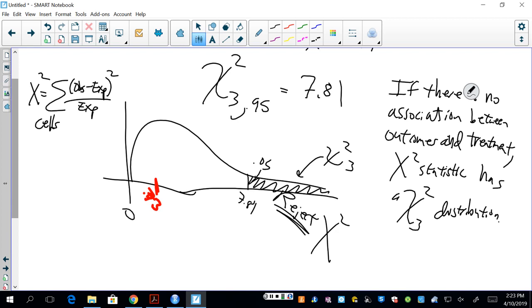On the other hand, like this case, it's pretty close. Our chi-square value is nice and small. Sure, that's perfectly fine. Could happen just by chance.